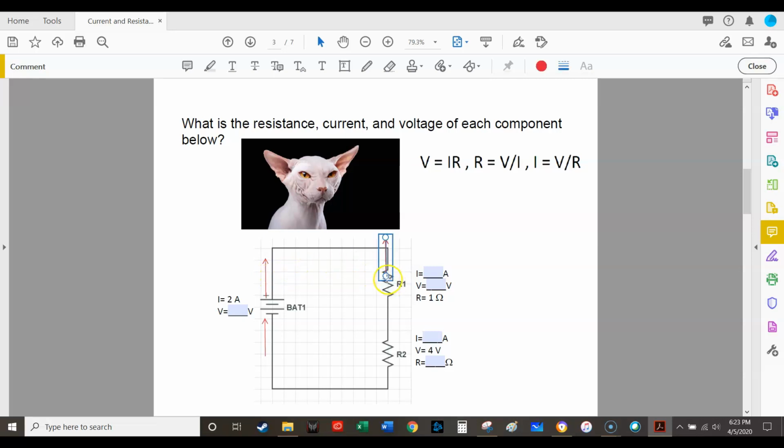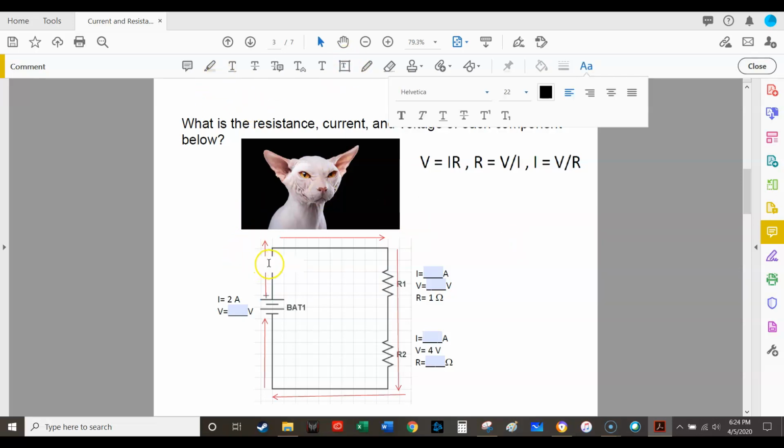Well, that means 2 amps is coming across the top part, and 2 amps is going down across both of these resistors, and 2 amps has to be going through this bottom wire. So it should measure 2 amps across everything here. Okay, so this is 2 amps.